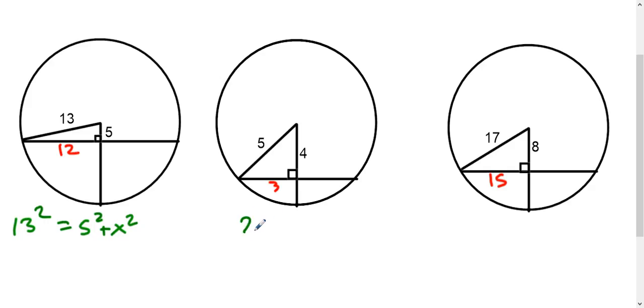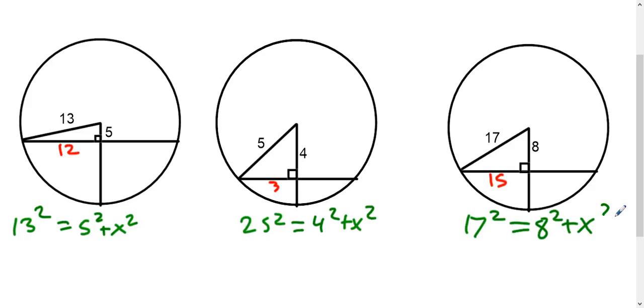Same thing here. You would do 25 squared equals 4 squared plus x squared. Solve and you would get 3. 17 squared equals 8 squared plus x squared. Solve and you get 15.